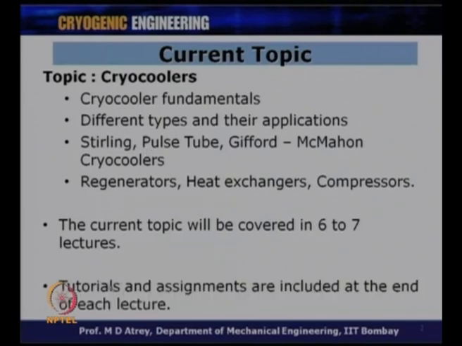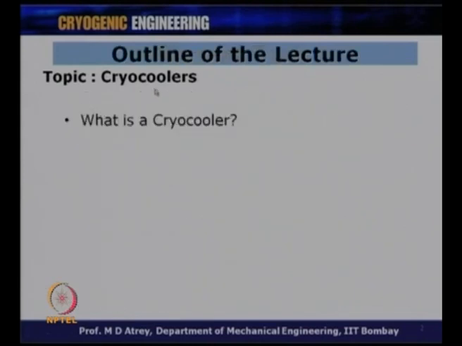Again, we have tutorials and assignments included at the end of each lecture, as we have been doing till now. So, now coming to the cryocooler, in the first lecture we will talk about what a cryocooler is, how it works, what the different types are and things like that. So, what is a cryocooler, and importantly, why do we need a cryocooler? A cryocooler is basically a device which generates low temperature. So, what is the need when you have liquid nitrogen, liquid helium, all these cryogens which give you low temperature? Then why do we require a cryocooler?